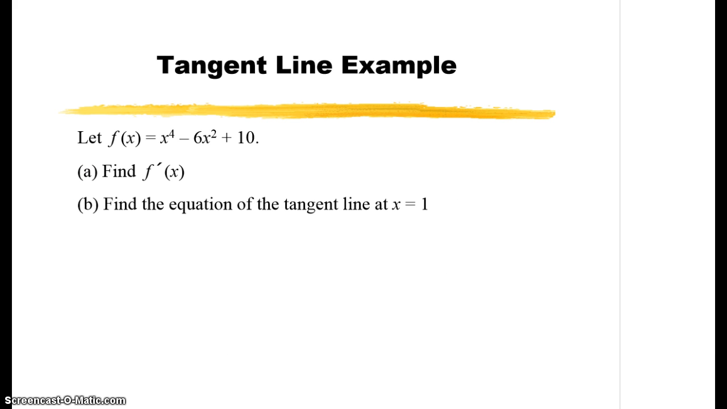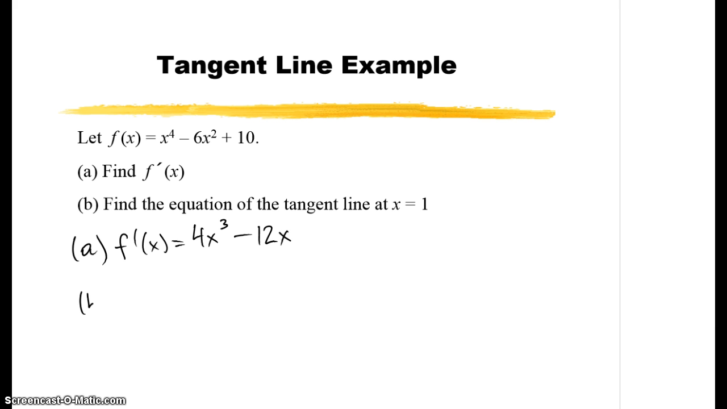For starters, let's take a look at this example. This is a tangent line example, and we're going to have our function f equal the polynomial x to the fourth minus 6x squared plus 10. How do we find the derivative f prime? Well, we use the rules we just learned in this section, and that's going to be, according to the power rule, 4x to the power of 3 minus 12x, and that's that. And then they want us to find the equation of the tangent line at x equals 1.